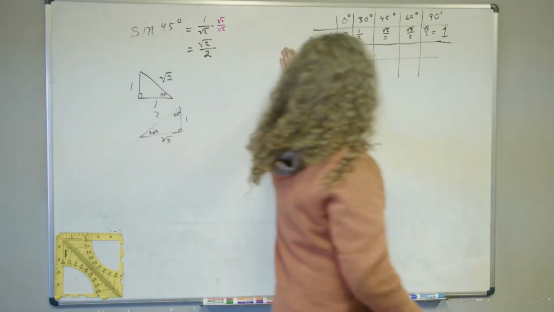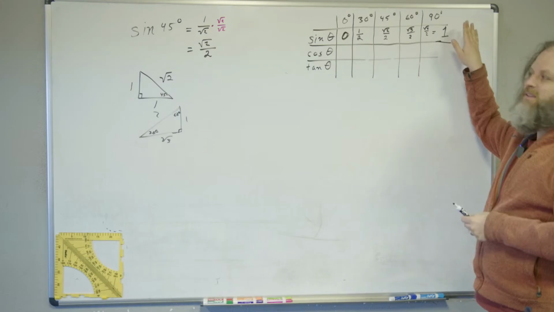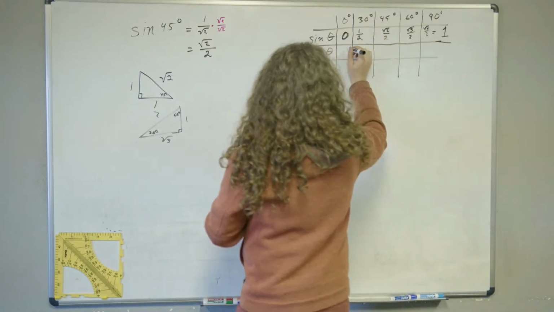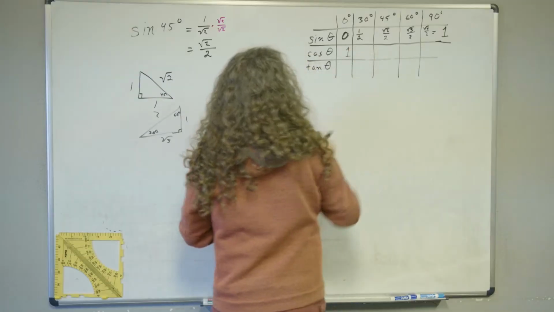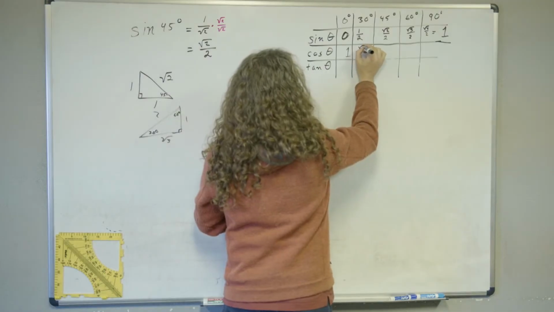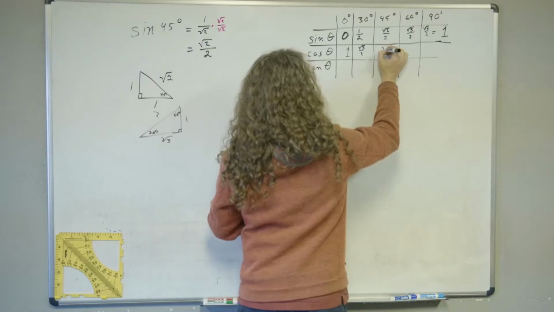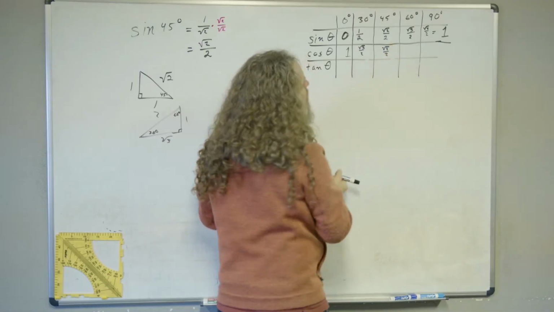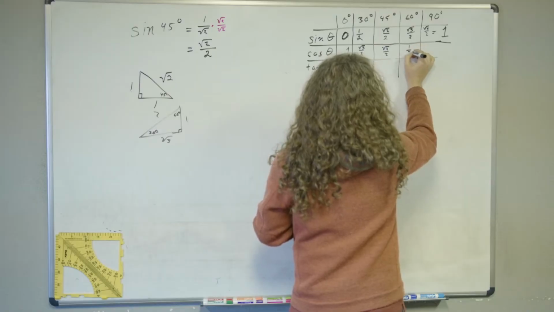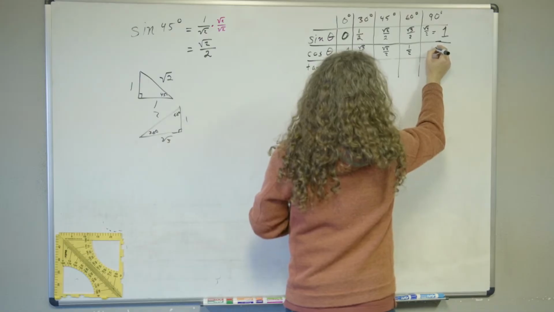So sine, if we list them in order, goes 0, 1, 2, 3, 4. Cosine is exactly the opposite. Cosine of 0 degrees is 1, or the square root of 4 over 2. The cosine of 30 degrees is the square root of 3 over 2. Cosine of 45 is where they meet, and they're the same, right? Square root of 2 over 2. Cosine of 60 degrees is 1/2. And the cosine of 90 degrees is 0.